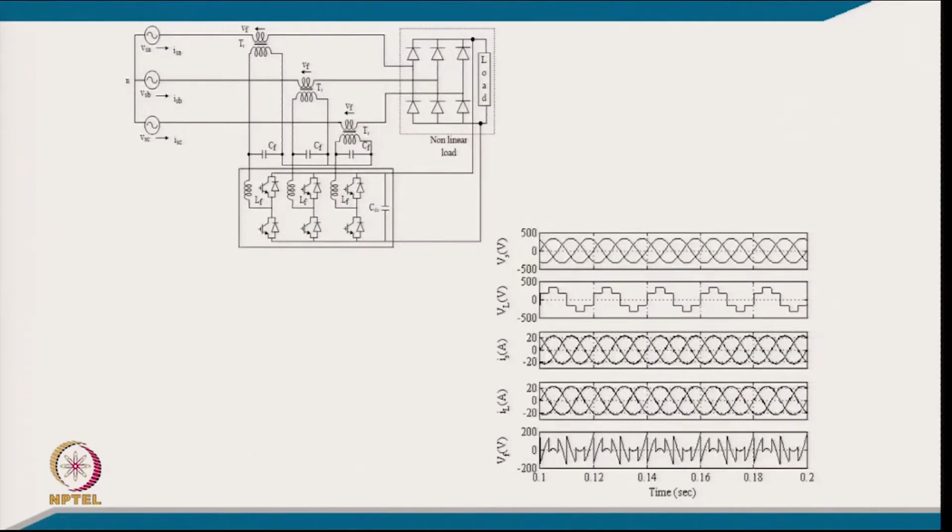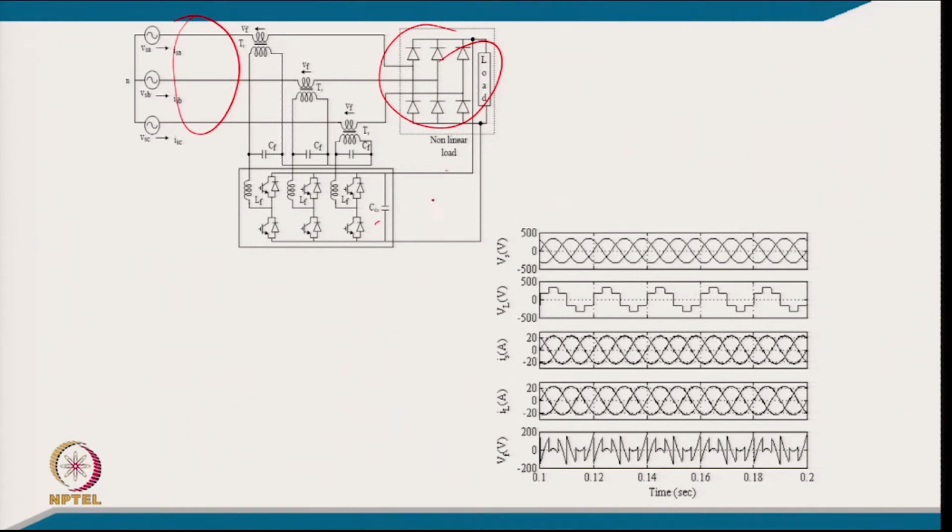So, this is the typical circuit of this series active filter. We have a non-linear load with the capacitive filter, the DC link is common with the series active filter, and the series active filter has to inject voltage in such a manner that we force all 3 phases to conduct, all 3 diodes, and the currents become sinusoidal in phase with the supply voltage.